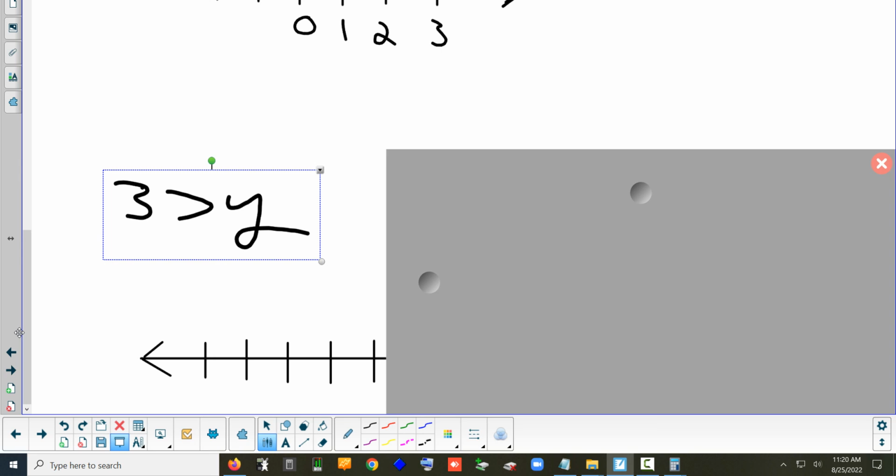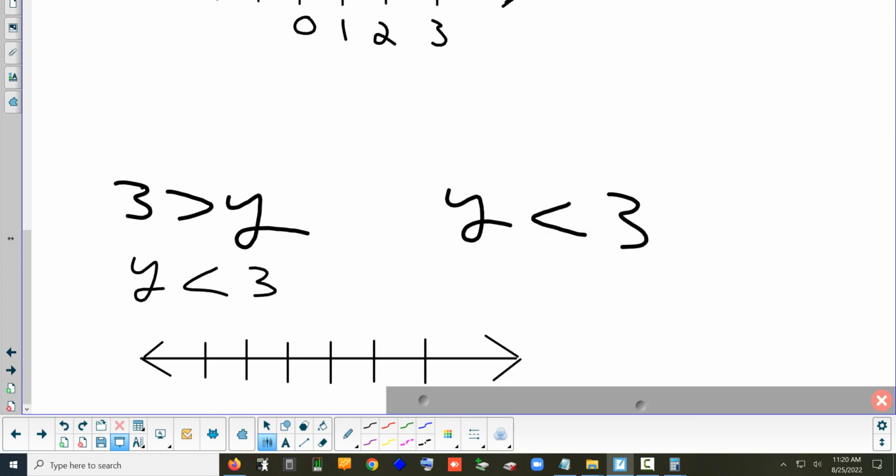Yeah, Angela? You flip the direction of the sign. Whoops. Yeah, the other way. And then now you can put the variable on the left and the number on the right. Right. So when we do that, it was pointing at the y when we started. It's still pointing at the y, so it means the same thing. And I had it over there too. So y is less than 3.